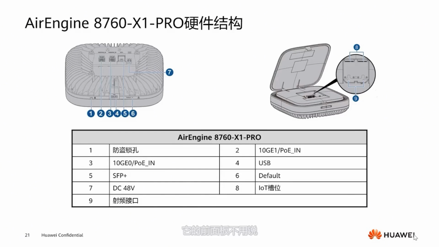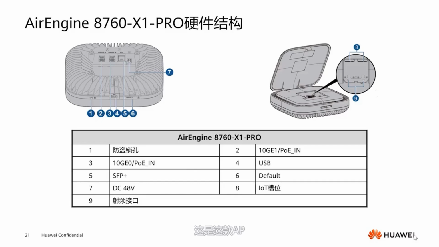The front panel doesn't need explanation. The back panel has a security lock, which isn't too important. Ports 2 and 3 are 2 10GE ports, both capable of powering, meaning both ports can transmit data and power. It can support up to 20 GE uplink. And there's also an optical port. Port 6 is the default button, used for restoring default settings. The IoT slot is at position 8, and here at 9 are some RF interfaces. This is the AP model.